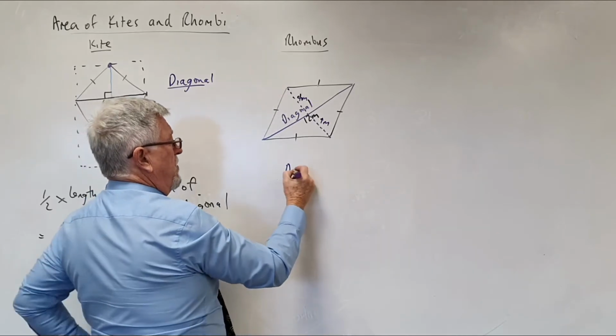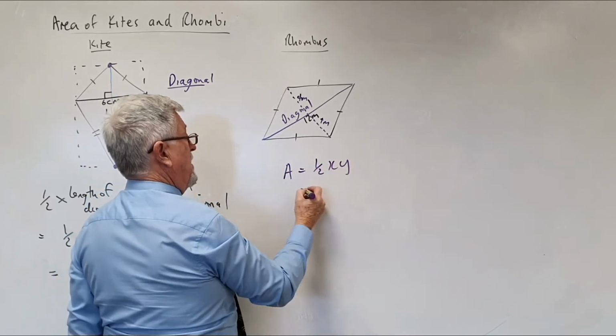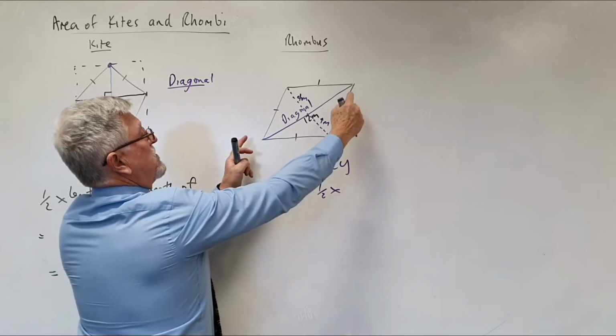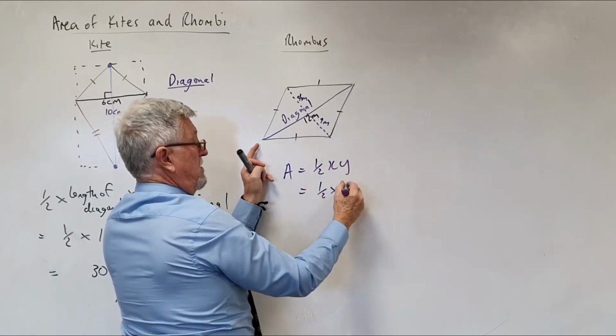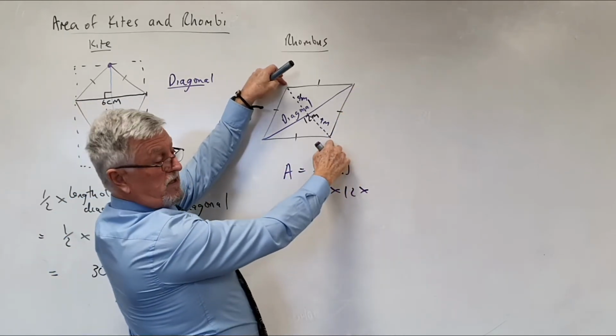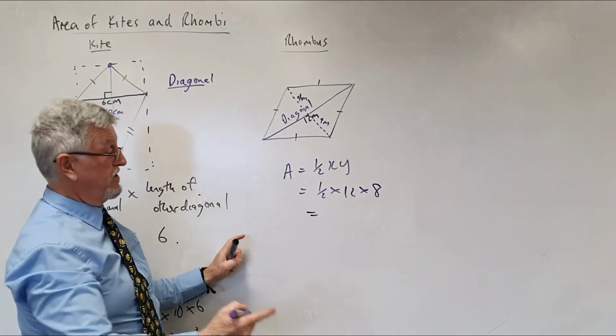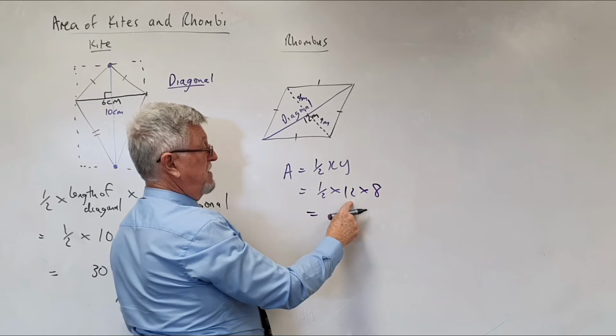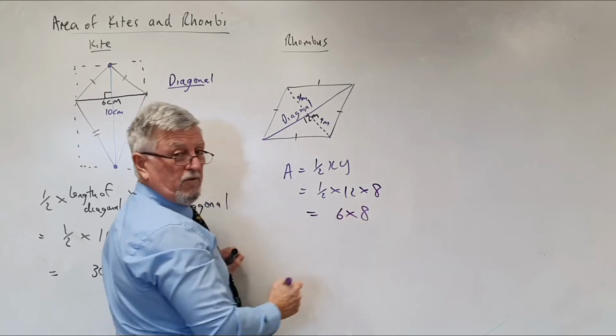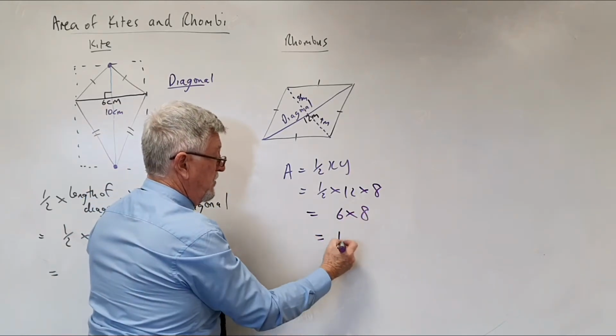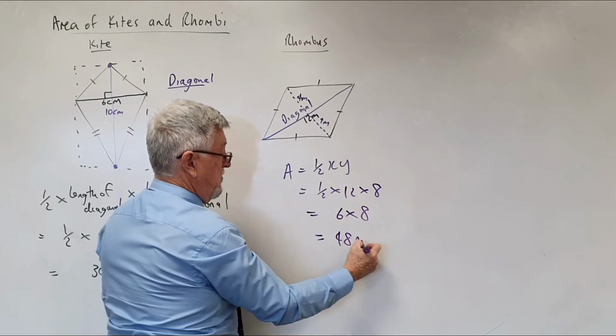So if you're a formula person, you go to this half xy and you go, how far is it across that way? And that's 12 metres. Then you go, how far is it across that way? And that's the 8 metres, and then you can do the calculations. I like to do this still. Half of 12 is 6, because that makes the calculation easier for me. And then I can go 6 8s are 48. If that was metres, that would be metres squared.